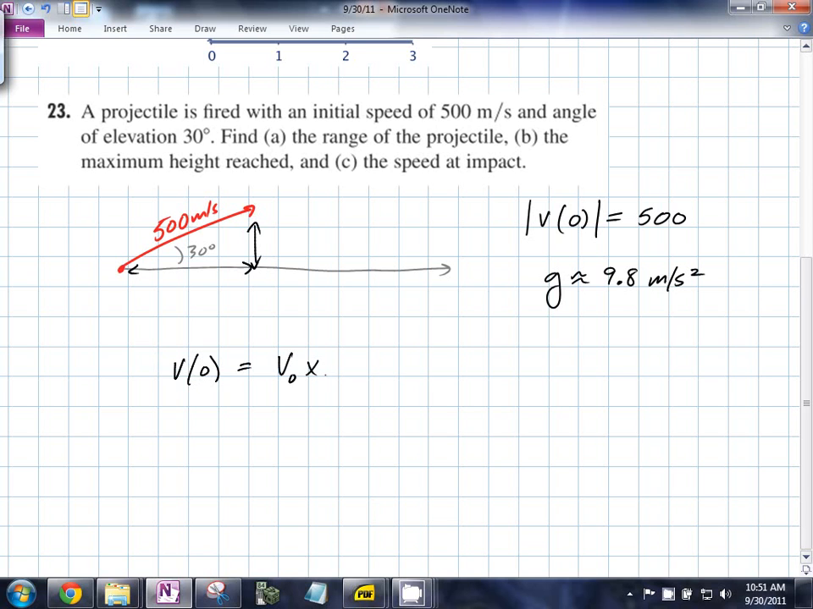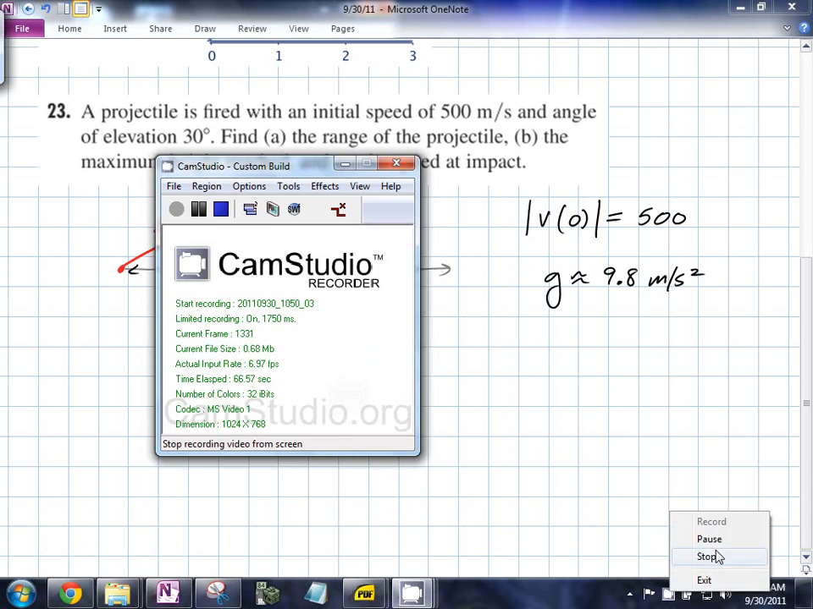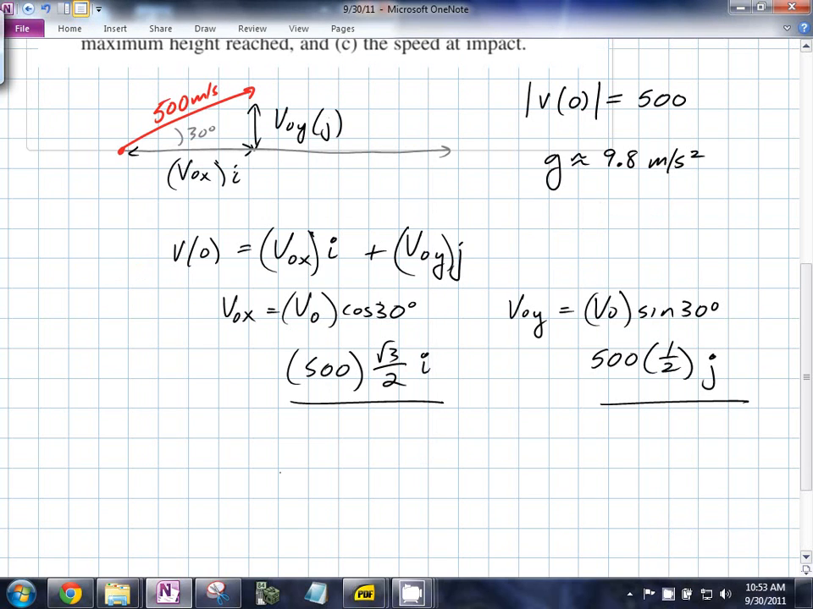I'm trying. It's hard to communicate that verbally. Put them in order. So 250 root 3 i plus, yeah, because we did i, plus what? 250 j, and what's that equal? V, no, it's not. V what? V of 0, right? The initial speed. Is that correct?